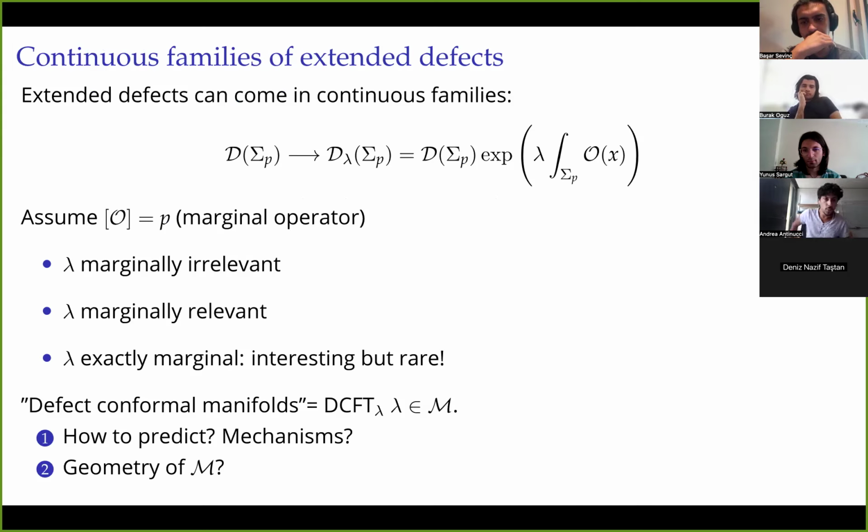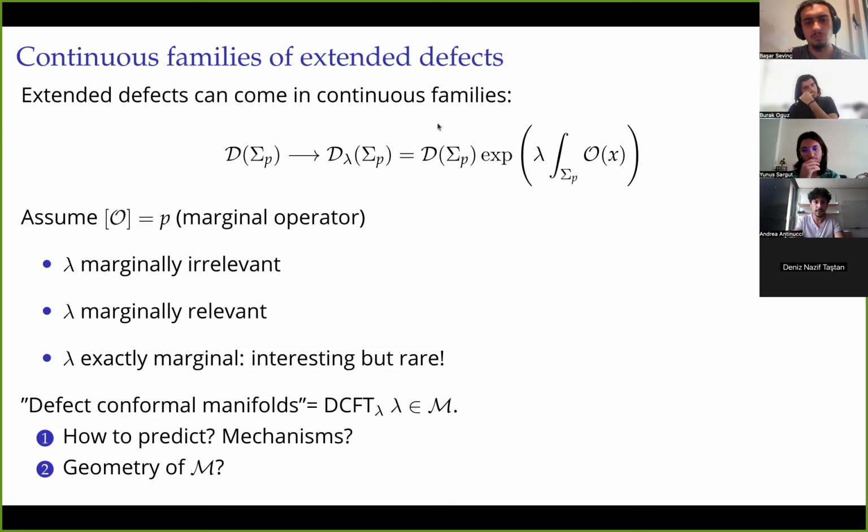Good. So one aspect that I want to discuss today, the main aspect of this talk, has no analog for local operators. It's an aspect of extended defects that sometimes they can come in continuous families. So this really has no analog for local operators. Typically, the space of local operators is a discrete space, while for extended defects, sometimes you can have some adjustable parameter.